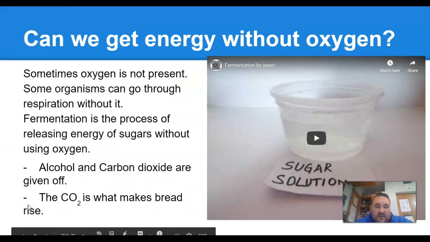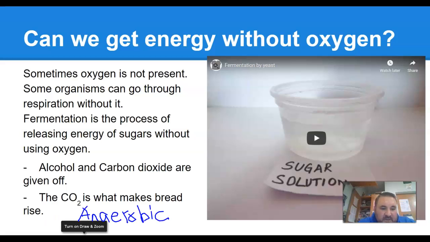Sometimes you can get energy without oxygen. We call this fermentation, or it's often called anaerobic respiration. Now that's a big word. So fermentation is the releasing of energy without oxygen. If you have relatives who make wine or if they bake bread, yeasts actually ferment sugars in wine to make alcohol. They release carbon dioxide.